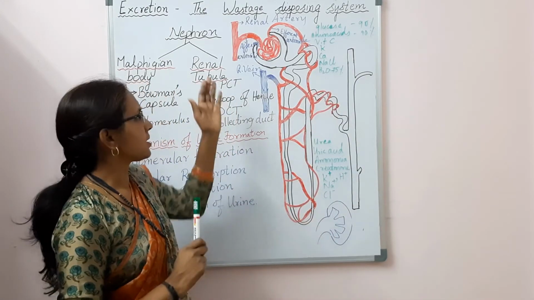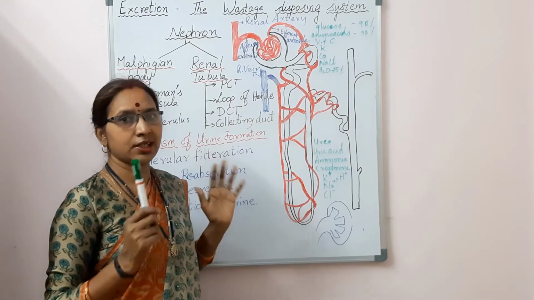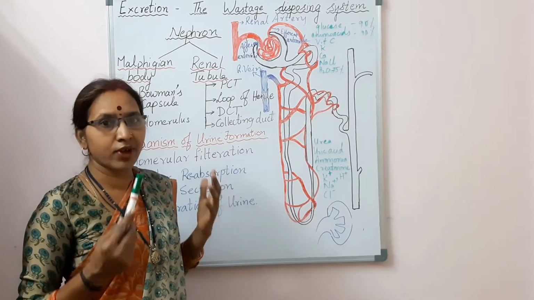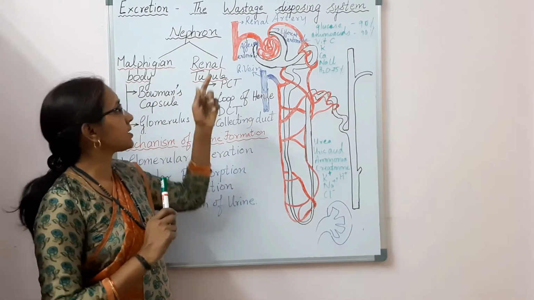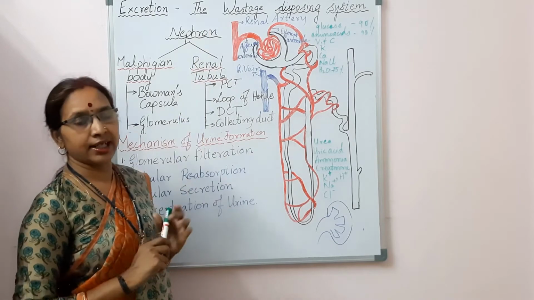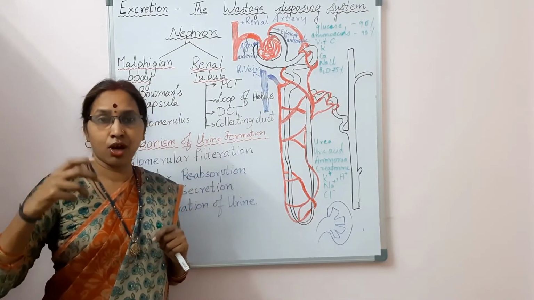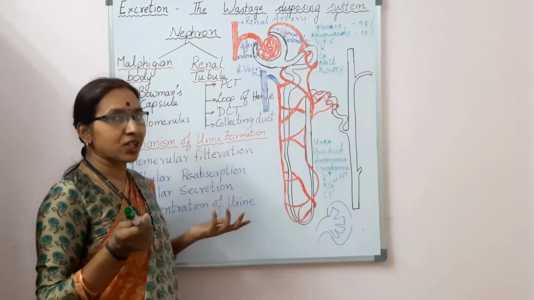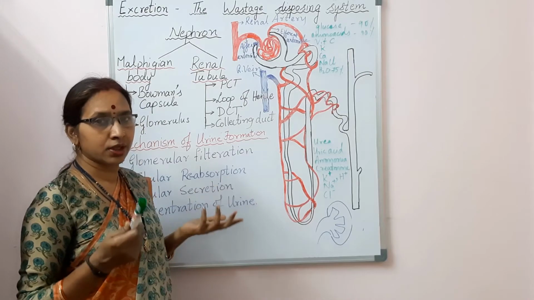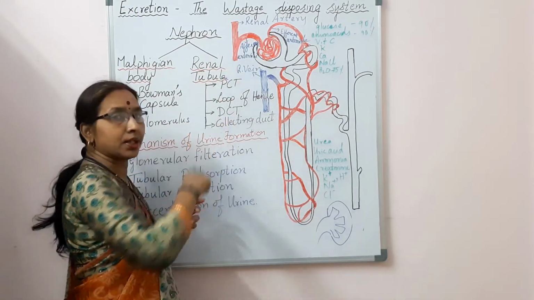Now you can see some red capillaries I have drawn around the nephron. Now let us learn what are these capillaries, from where do they come and where do they lead to. So now you can see the renal artery. Renal artery brings blood from the heart to the kidneys for filtering of the waste. So this is the main function of the kidneys, to filter out the waste. So the renal artery brings the blood from the heart to the kidneys.